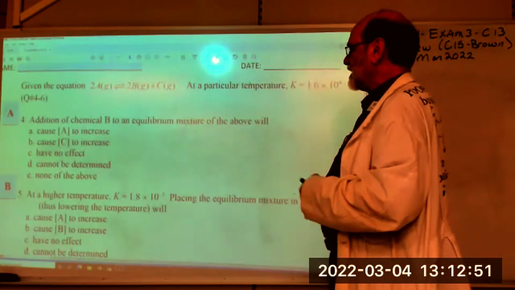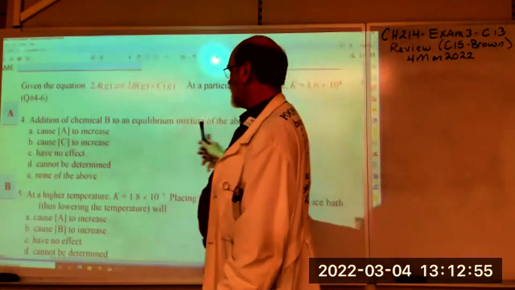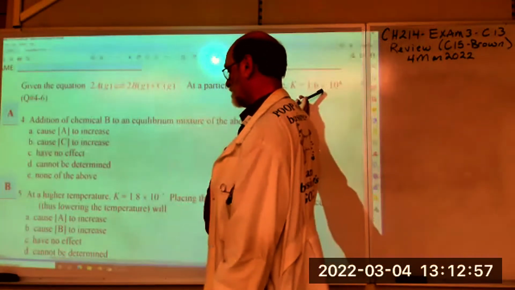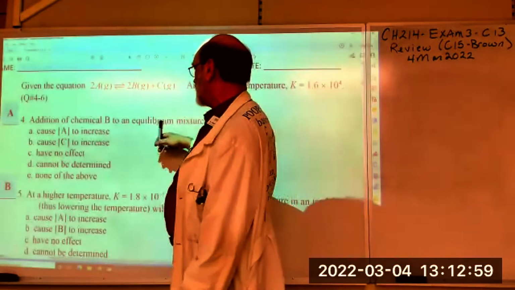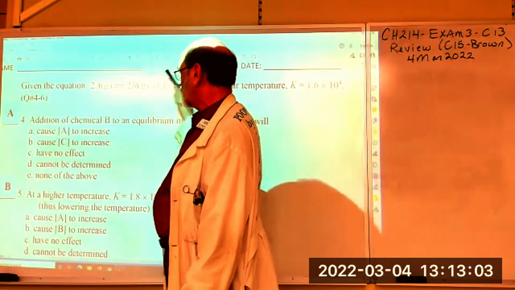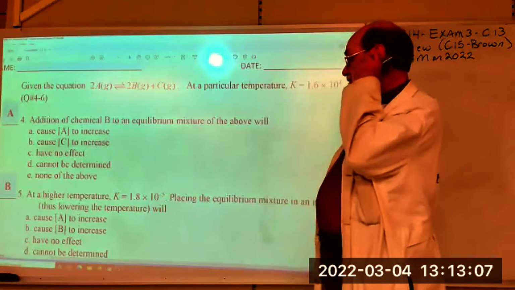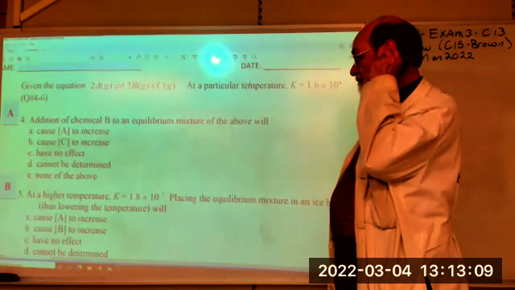Addition of chemical B to an equilibrium mixture of the above will what? Okay, if we add B, actually, this doesn't matter. If we add B, we know it's at equilibrium, and we add B, it's going to move it to the left, correct? To cause A to increase.